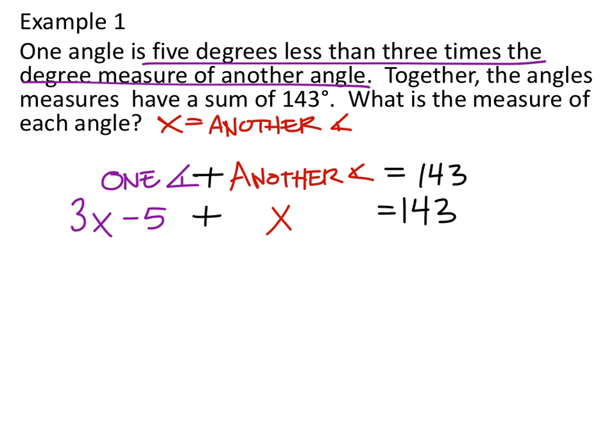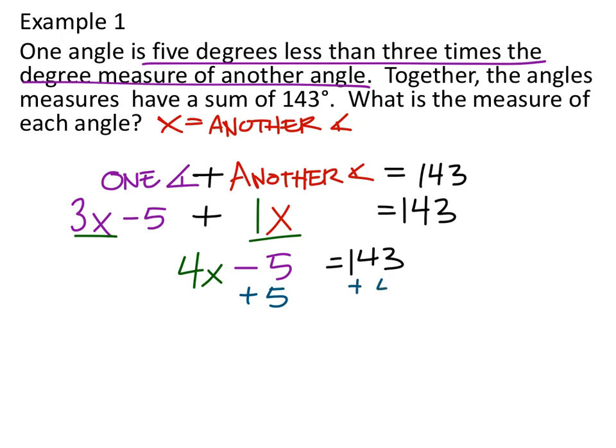Then I can start combining like terms on the left side of the equal sign. I've got 3x's there and 1x there. That would combine to give me 4x's. Now I still have that minus 5, and this equals 143. So to solve, I'm going to keep my x's on the left, but I don't want that negative 5 there. So I'm going to have to add 5 to both sides of this equation using the addition property of equality, which gives me the 4x plus 0, but I don't want to show that plus 0. This equals 148.